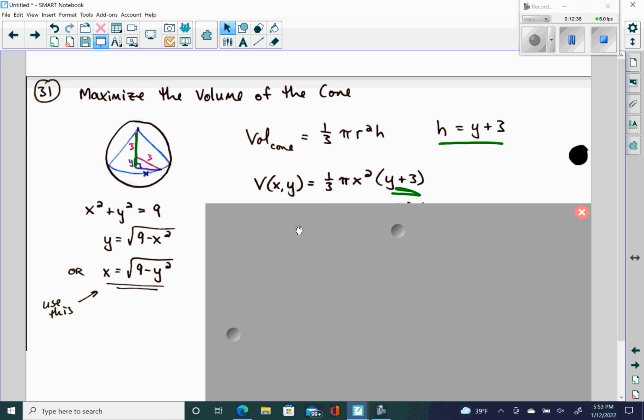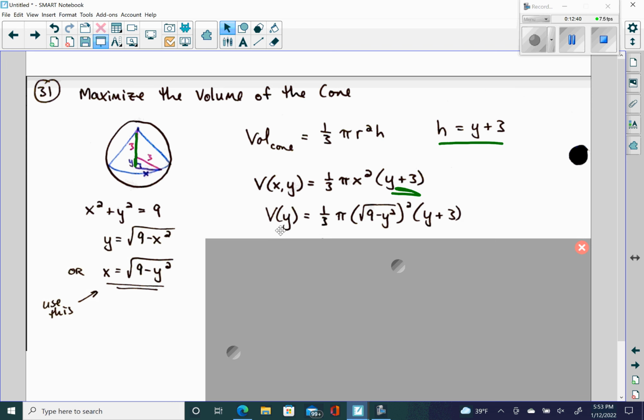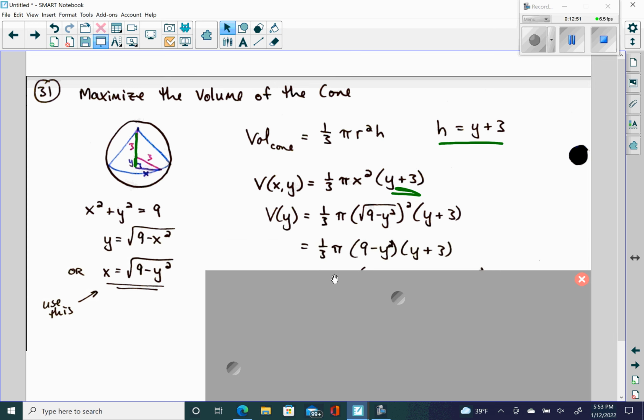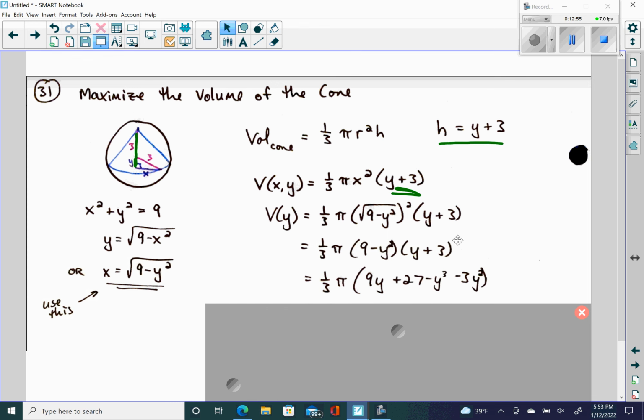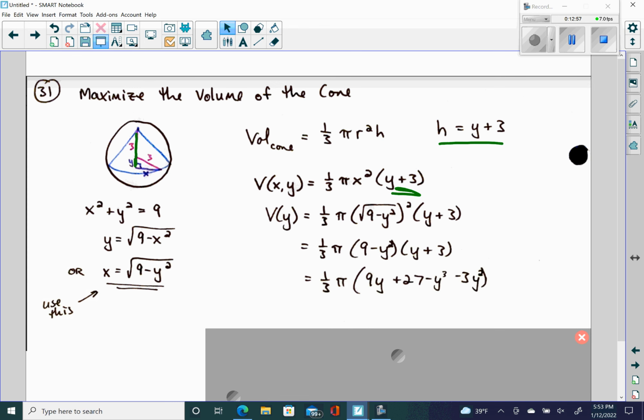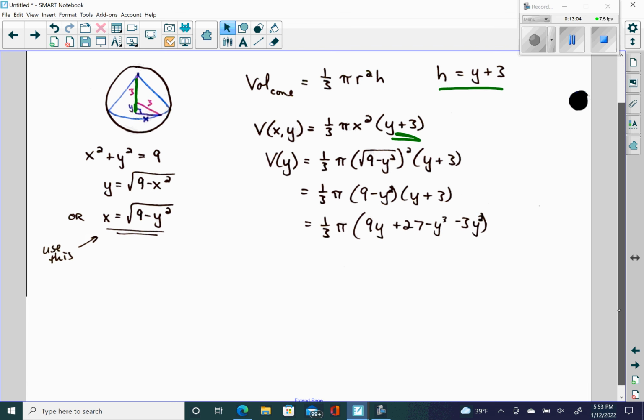So now I want to get everything actually in terms of y. So v of y becomes 1/3 pi. X again is the square root of 9 minus y squared. We're going to square that, and then times our height here, which is y plus 3. So as we go through and simplify this, the square root goes away. We can distribute, multiply these two together, and that's what we end up with. All right, so we want to find the derivative, v prime of y.